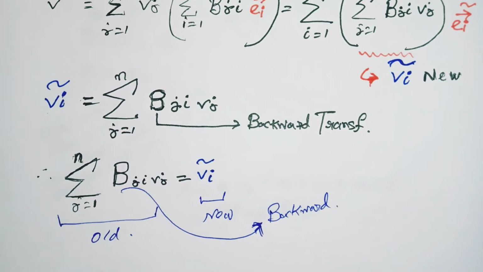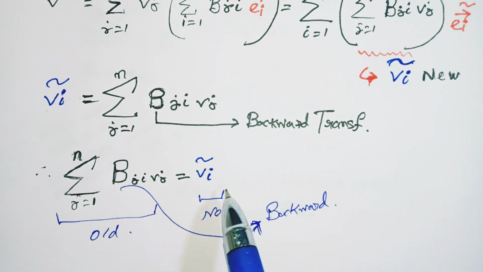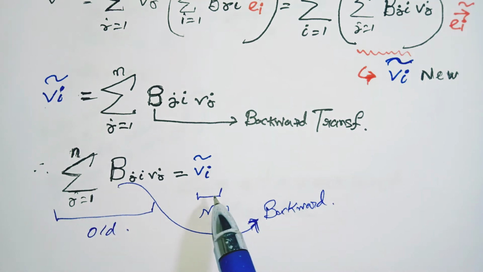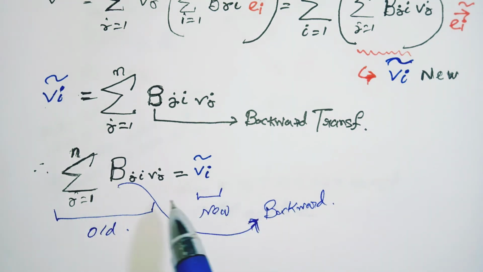Rearranging, I have shown that this one equals this one. So this one is the old one, because we are using the backward transformation, we are getting the new one. So again, it is contra, right? We are using the backward to get the new one.